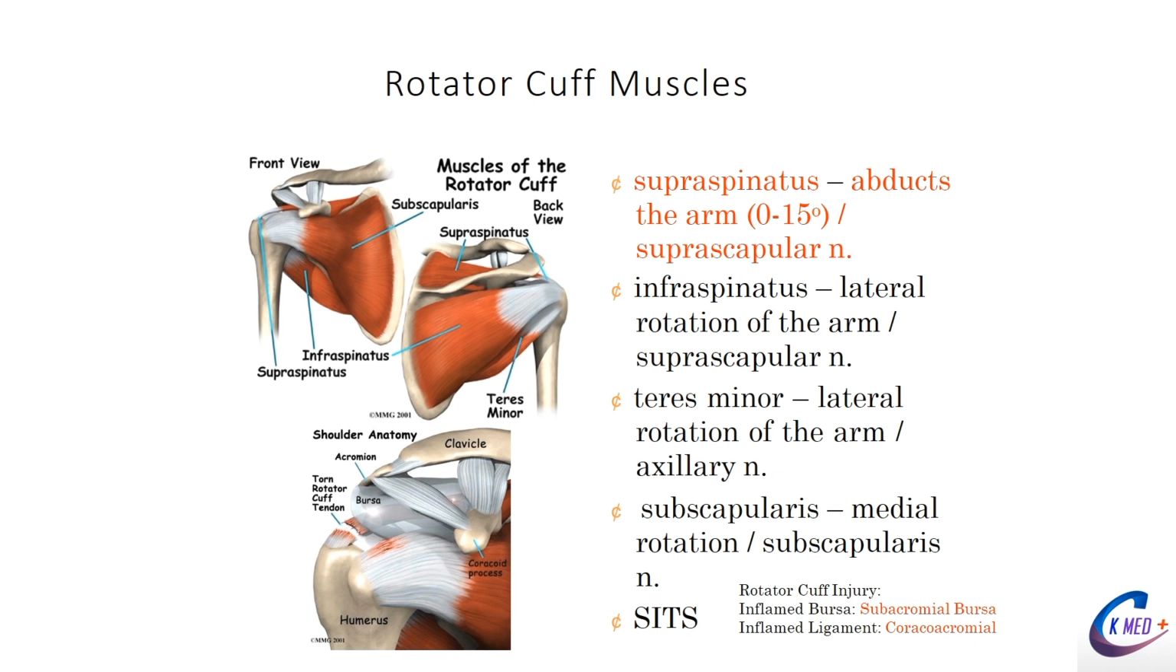So to start things off, we're talking about our rotator cuff muscles. Our rotator cuff muscles are important muscles that maintain the shoulder joint. All these muscles rotate and move the shoulder joint, not only keeping it in place, but rotating it in different directions, allowing for full mobility of your upper limb.